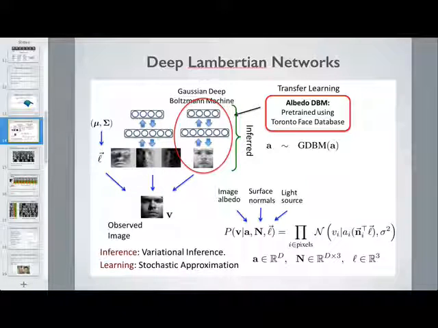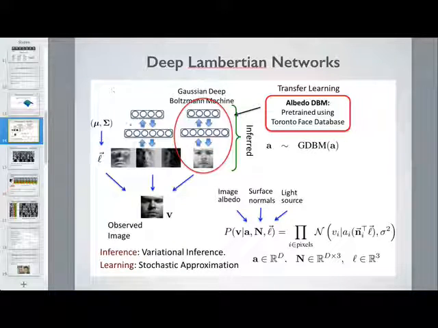And so here you see that the part that's circled in red is the albedo deep Boltzmann machine. So it's a generative model of what a face will look like under no illumination variations. A deep Boltzmann machine, for those of you who might not be familiar, is just like a complicated nonlinear mixture of Gaussians. So it's just a probabilistic density model.